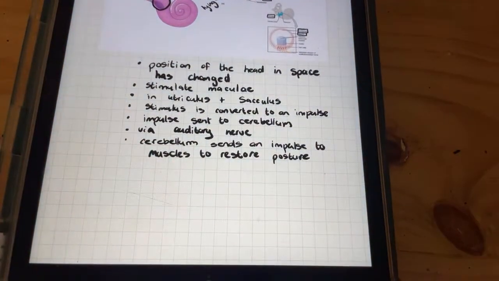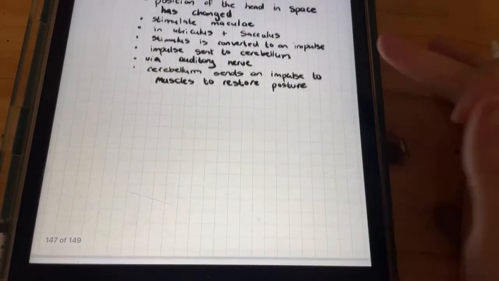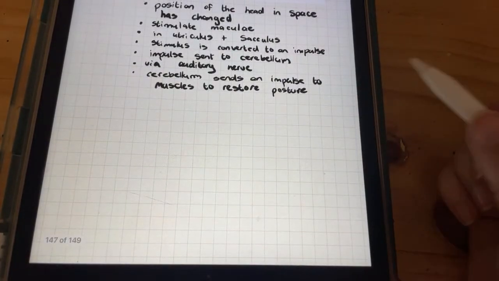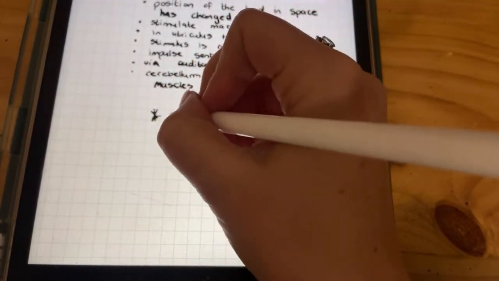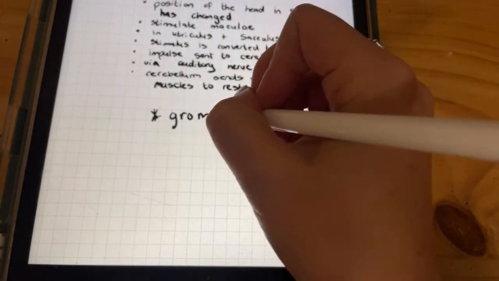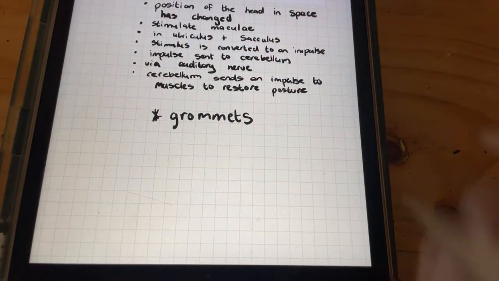People want to know about hearing and ear defects. What's interesting, everybody, is there's really only 1 or 2 hearing defects that we need to know. And I know you're probably thinking of grommets, right? Everyone's so scared of grommets because I remember last year they came up in the final paper and people were not prepared. So what is a grommet?